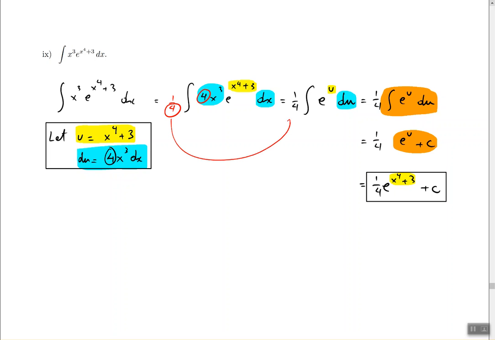The 1/4 stayed on the outside. And then I integrate the e to the power of u to get e to the power of u plus c and replace the u back with the original quantity. And that's how the problem ends. I hope that you guys got a chance to solve this one and got it correctly.